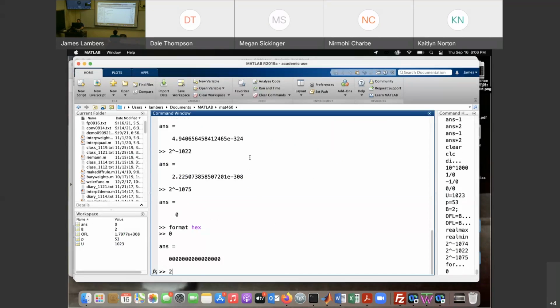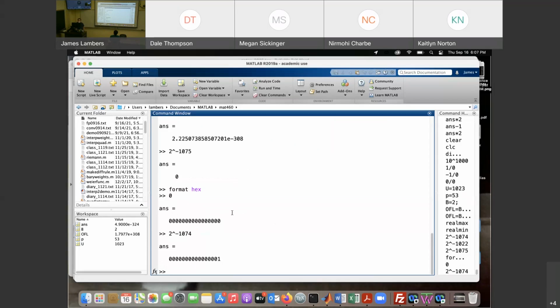Whereas if I do like 2 to the minus 1074, the smallest number I can possibly get, that means that the sign bit is 0. That's for the positive number. We have a 1 in the smallest significant digit possible. That's 2 to the minus 52. And then there's nothing in the exponent either.